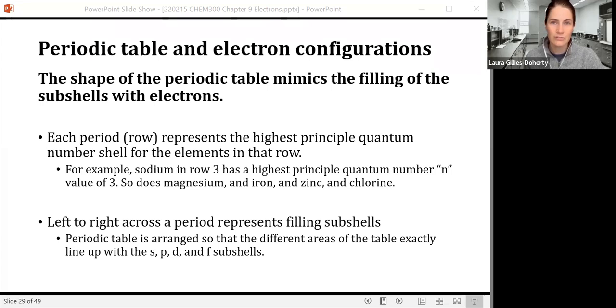And then when you move left to right across a row, filling up electrons, the periodic table is arranged so that the different areas of the table exactly line up with where the s, the p, the d, and the f subshells are located. So we were previously using these filling diagrams, right? The ones where you start at the top and then you go down and then you come back around and then you do the next one and you go back around. And you can still use that. Those always work. But if you learn how to use the periodic table filling method, then you don't need to use this. You can just look at the periodic table and know how to fill up those electron configurations simply based on the shape of the periodic table.